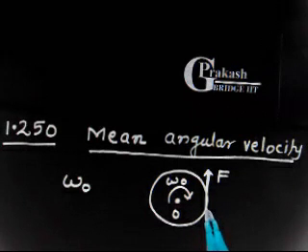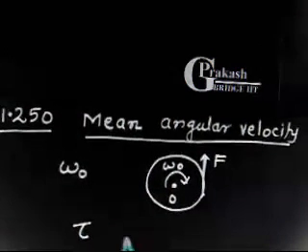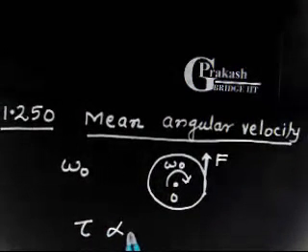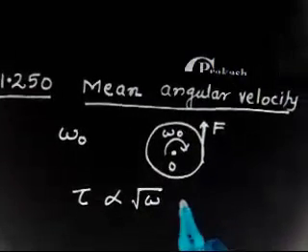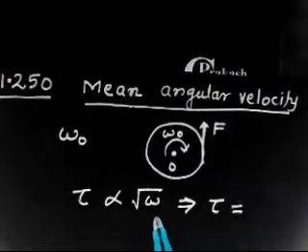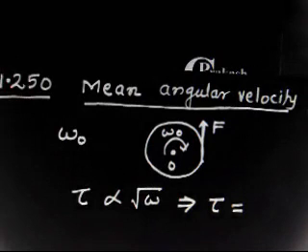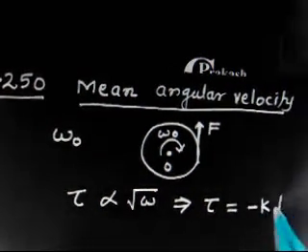Now the question says the moment of this force, so that is torque, is proportional to the square root of angular velocity omega. So I can say this implies torque is equal to, and this is basically deceleration, minus under root k into omega, because torque is acting in the opposite direction. So I can say torque is equal to minus k under root omega.